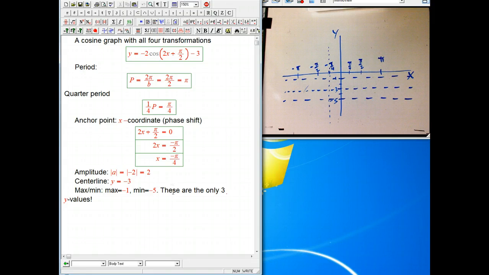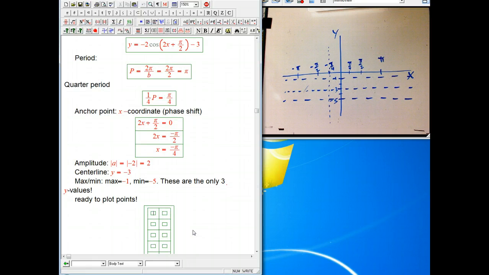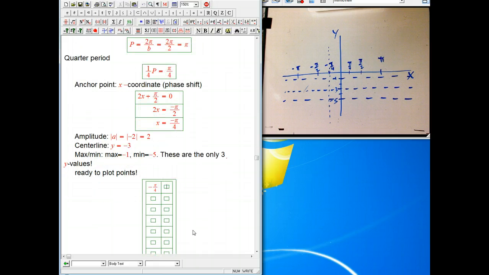Now, exactly what does it do? Now we're ready to plot points. Okay. So I'm going to make a little table, actually. Okay. So when x is minus pi over 4, that's the anchor.